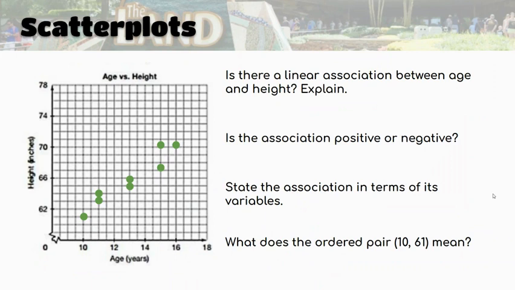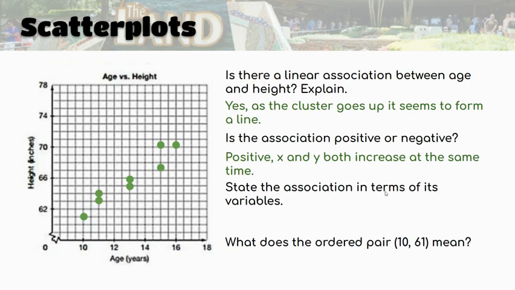So, looking at this data set here, if it's between age and height, is there a linear association between the age and the height? Well, yes, there is. It looks like this cluster is kind of going up in the form of a line. I could put my pencil on top of the graph and be able to look at it. Is the association positive or negative? It's positive because they're both going up at the same time.